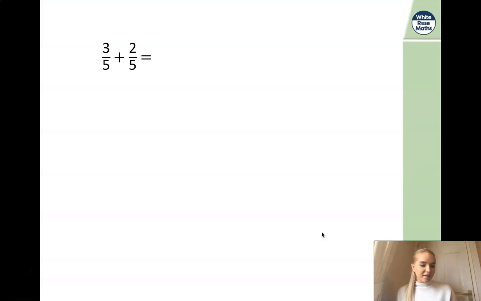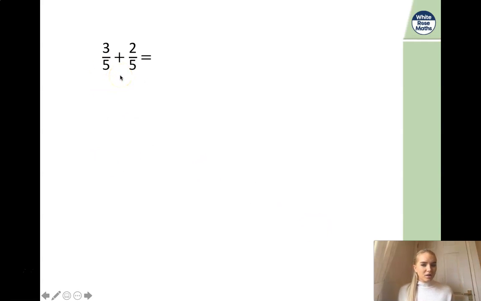Now, in yesterday's lesson, we were looking at adding two fractions together. Let's have a look at this example and remind ourselves how we can use bar models to help us. But do you remember that special rule that when we are adding fractions, which number stays the same? That's right, the denominator stays the same. We can see here that our denominator is 5.